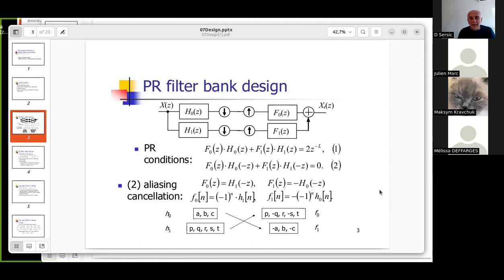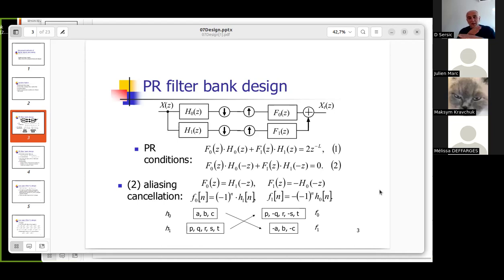But the great idea is, even if we have real filters very far from the ideal, so we have aliasing, we can still design filters in such a way that the aliasing components cancel each other. So that was the brilliant idea, and that idea is expressed in equation number 2, that aliasing cancellation condition.